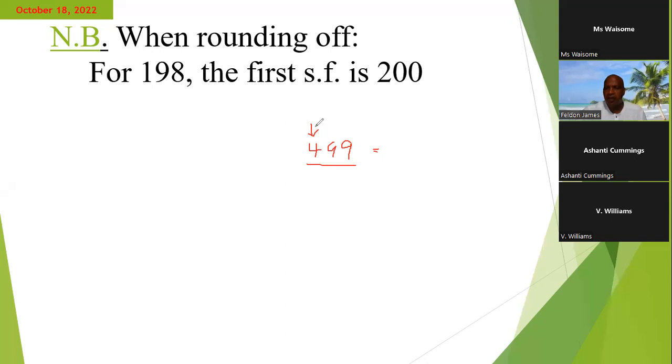So we have the 4 position, we examine the number that comes after, greater than 5. So we add 1 to the 4, it becomes 5. The other 2 digits, we replace them with 0. So if you're rounding off to the first significant figure in this, you will get 500. Is that clear to you now, Ms. Waysam? Yes, sir. Yeah, that's what it really is. I know you seem a little doubtful, but that's what it is.